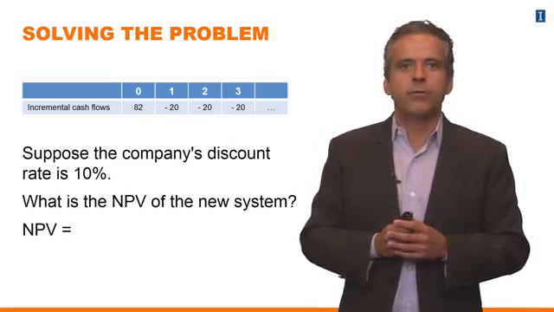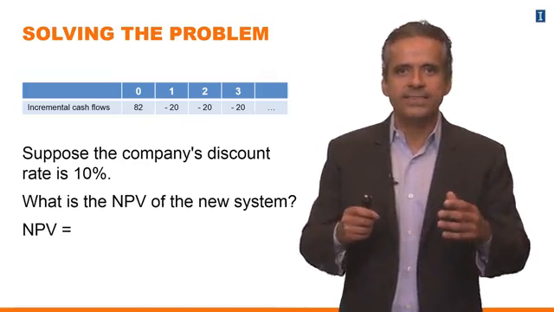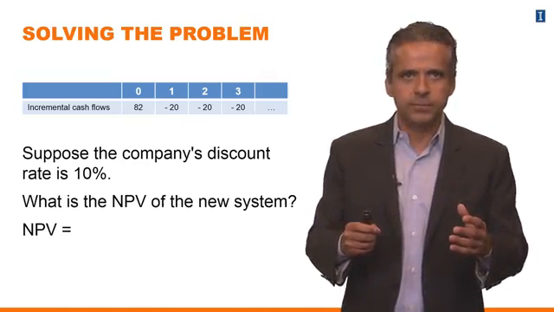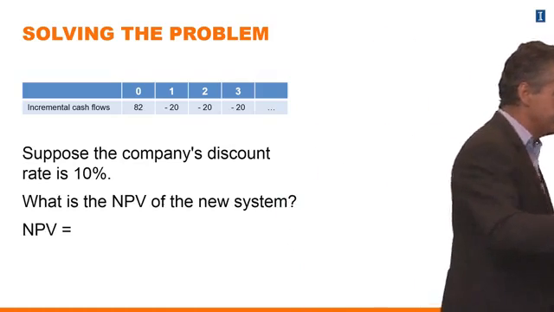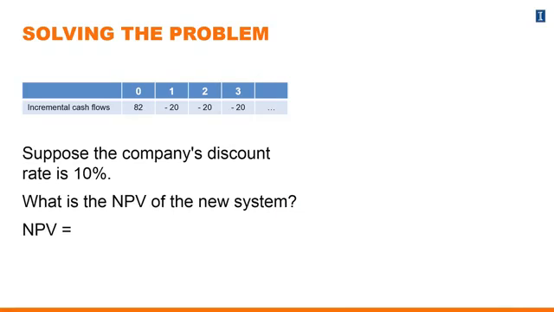So if the discount rate is 10%, what is the NPV of the new system? Let's go back here and do this. What is NPV? You have to take all cash flows into account and discount them. The $82 million comes today. Do we have to discount it?